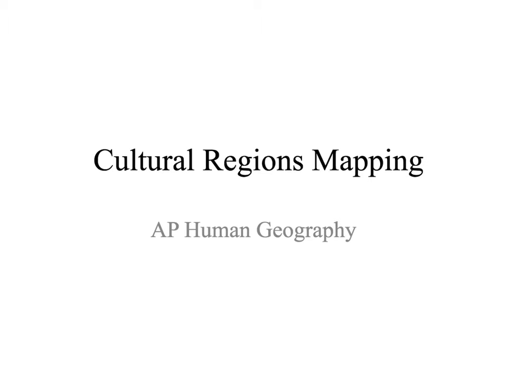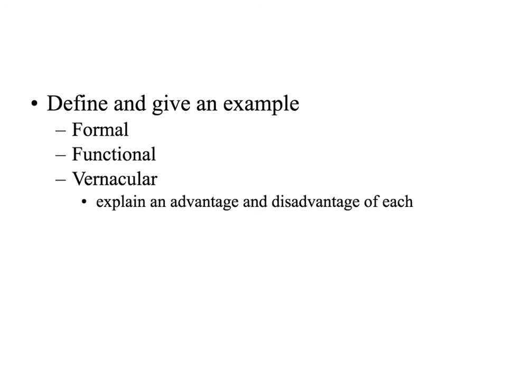This video is on mapping cultural regions from the AP Human Geography exam. So the question is to find and give an example of how formal, functional, and vernacular regions relate to geography, and explain an advantage and disadvantage of each.